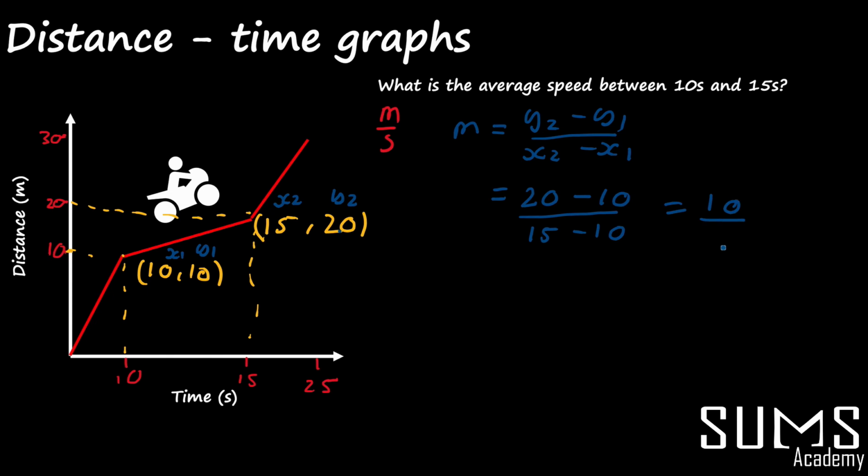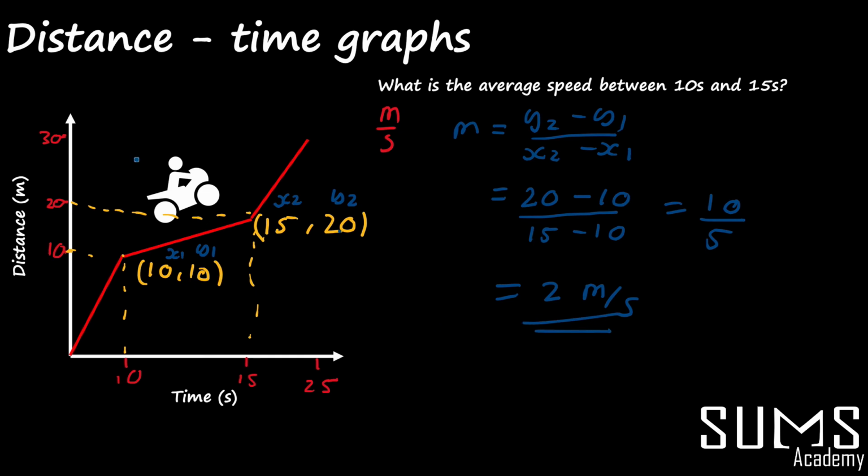10 over 5, and that simplifies to 2. And we know we're looking at the speed here, so that's 2 meters per second. You can also see that because the y coordinate has units of meters, and the x-coordinate has units of time in seconds. So that's our final answer. So that was pretty easy to work out the average speed there.